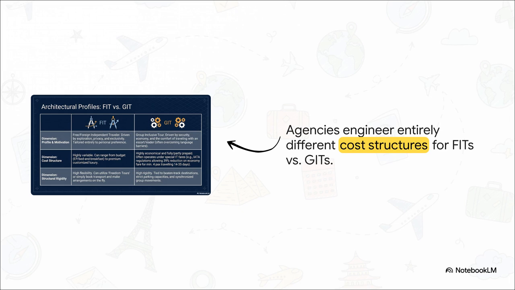An FIT trip is kind of like a custom-built sports car, right? Highly variable and tailored just for you. A GIT trip, on the other hand, is much more like a high-speed train system, rigid, perfectly synchronized, and built to move large numbers of people super efficiently.